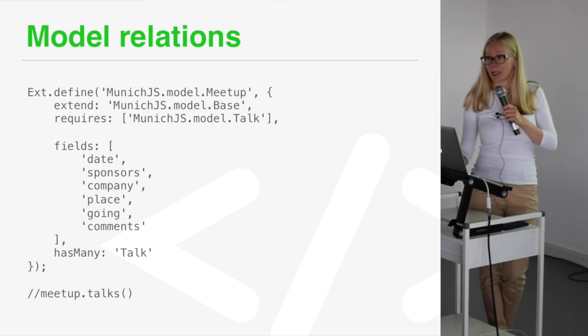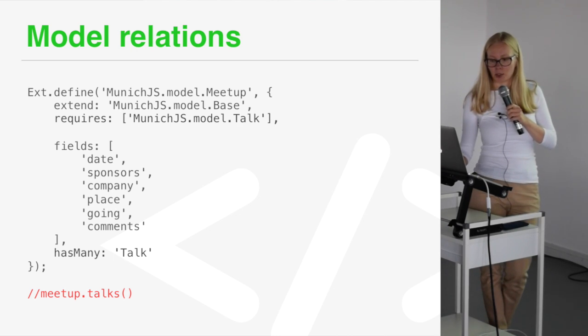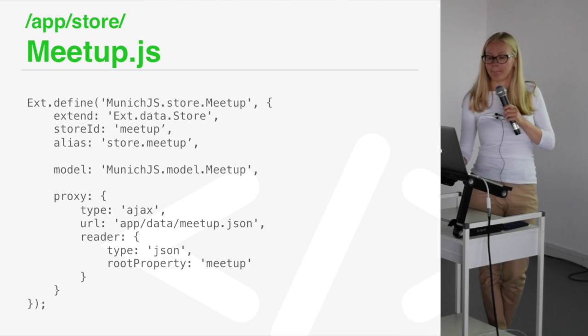an interesting thing: we can add model relations and tell that one meetup has many talks. And after adding this reference, every meetup record will have a link to talk stores that will be created implicitly. So explicitly, we need to create only the meetup store. To do this, we just define our model, the meetup model, and define a proxy that will be responsible for getting data from the server, and a reader that will be responsible for parsing data. And for the URL, I just use a static JSON file that contains all data of all meetups.